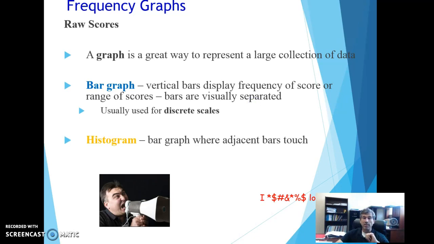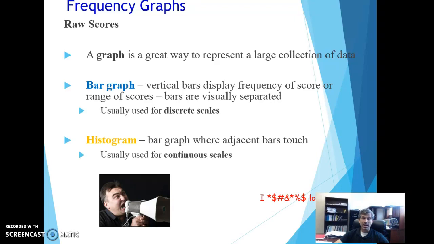A histogram is exactly the same as a bar graph, except that little gap goes away. The bars now immediately border one another. This is done for, as you can probably guess, continuous scales, and the reason why, again, is that it represents that those scores are a continuum. Even though we're representing them usually as whole numbers, there are lots of those in-between fractional values to account for.